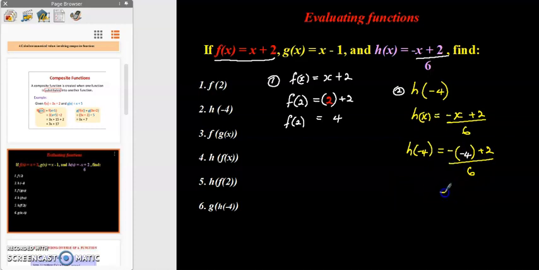Moving along now. If you pay attention to this, you'll realize that there are two negative signs side by side, and in this case it's going to change to a positive. So this will become a positive 4. Positive 4 plus 2 over 6, which will be equal to 4 plus 2, 6 over 6. Therefore, h(-4) is equal to 1, because 6 divided by 6 is 1.